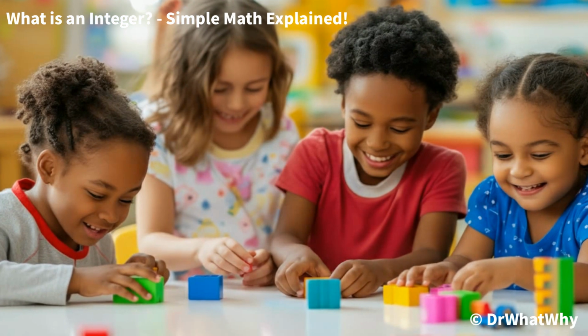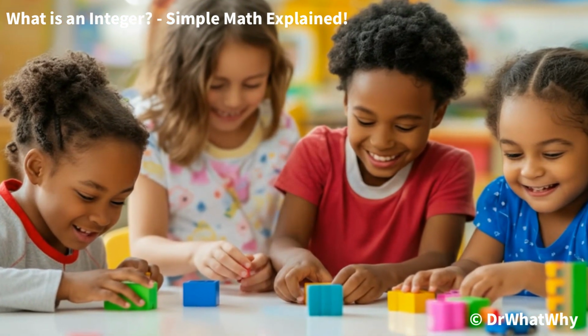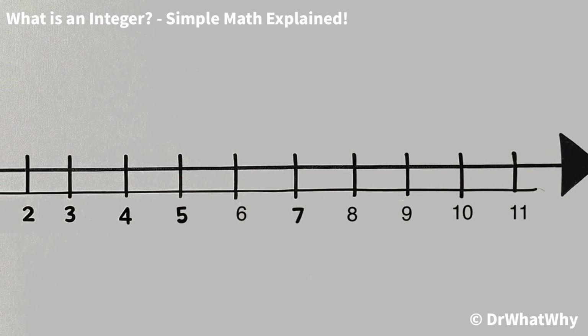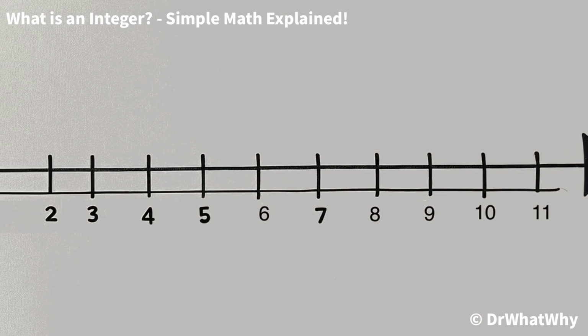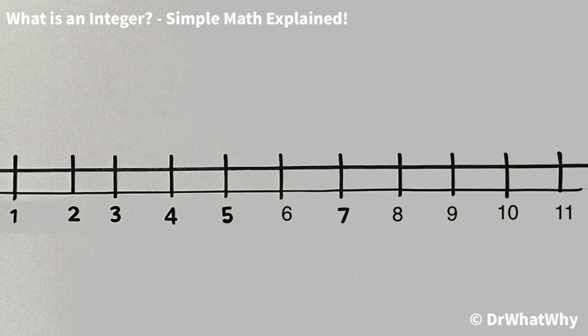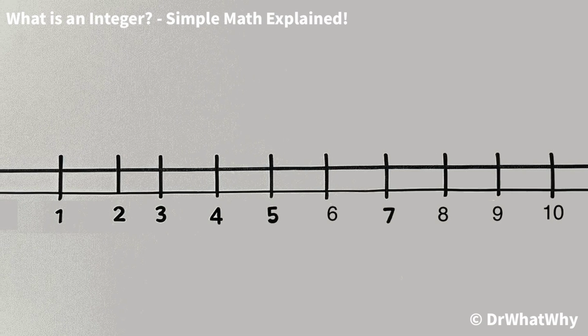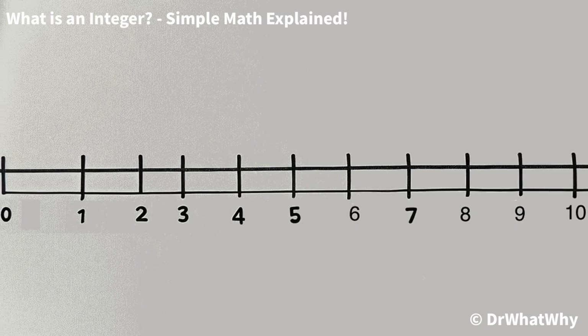Today, we're unraveling a fundamental concept. What exactly is an integer? Think about counting things, right? One apple, two friends, three books. These are what we call whole numbers, starting from 0 and going up, 0, 1, 2, 3, and so on. They represent full, complete items.